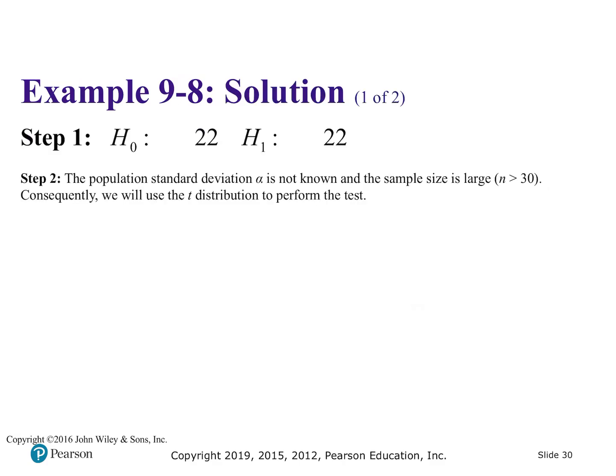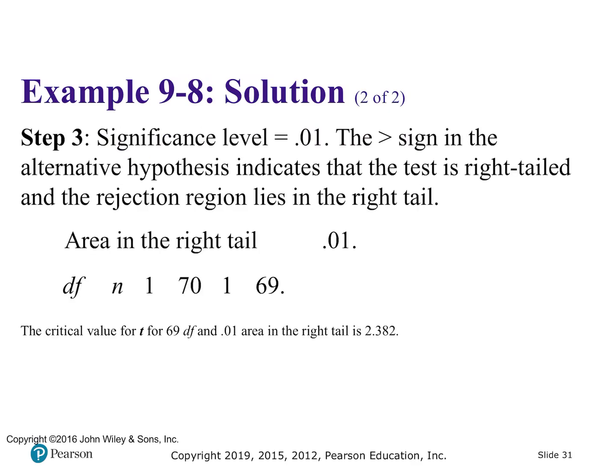Okay, so here we have mu equals 22 versus mu greater than 22. And yes, sigma is not known. Sample size is large, so we didn't have to worry about normality, and so we're using the t-distribution, no surprise. Significance level, alpha 0.01, but it is a one-tail test now. It's a right-tail scenario. The alpha is 0.01, so of course, subtract.